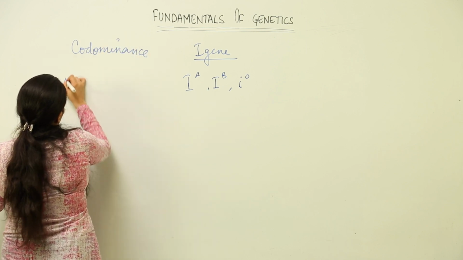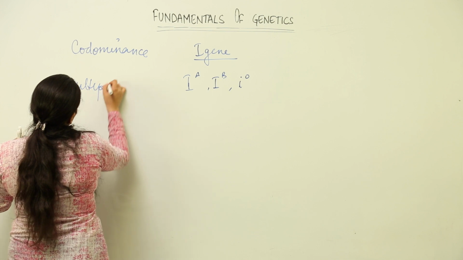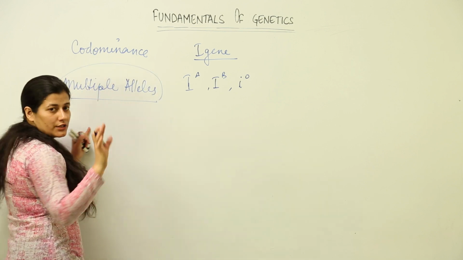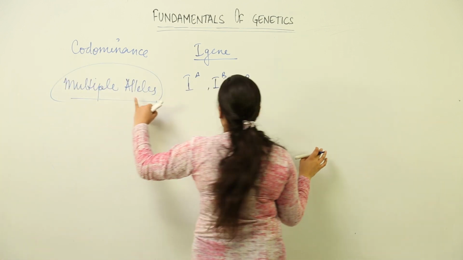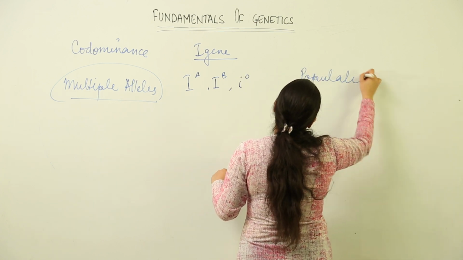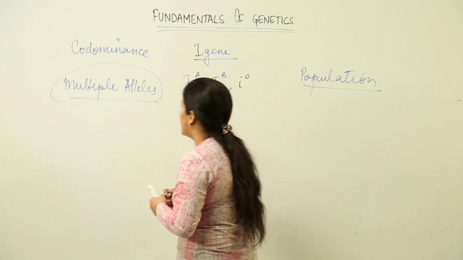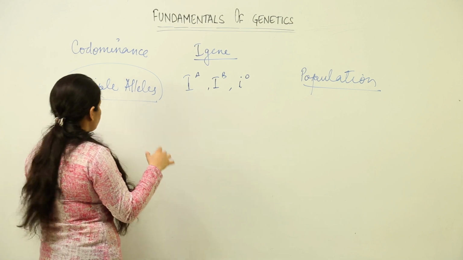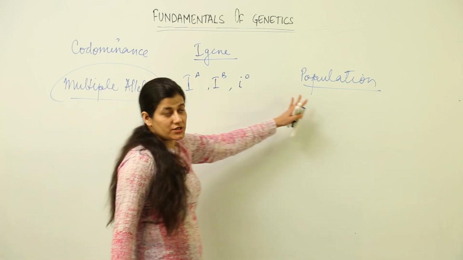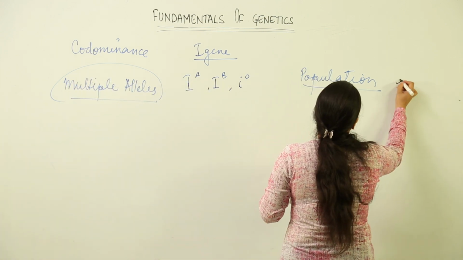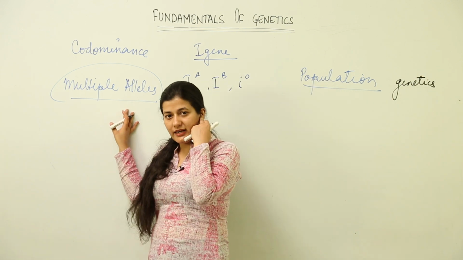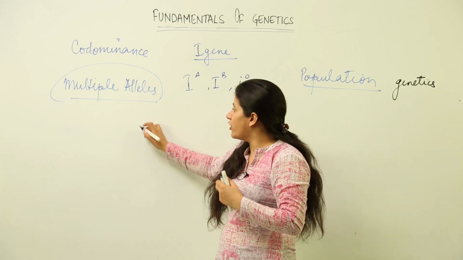We are going to talk about multiple alleles in this lesson, from our understanding of codominance. Very simply, the first thing you have to keep in mind is that multiple alleles are studied in a population. You can't study multiple allelism, or the factors which are in action, if you are studying an individual. It is better to study a population, and for that we have population genetics. Population genetics very well covers the phenomenon of multiple alleles, and these multiple alleles are for a given gene.